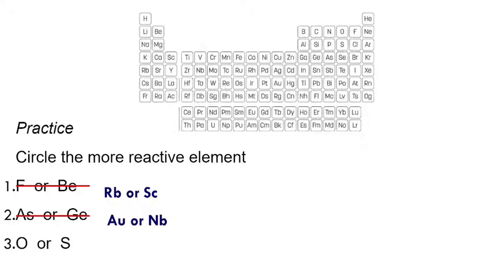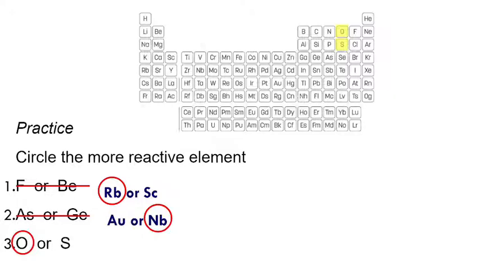So if we are comparing rubidium and scandium, which one is going to be more reactive? Well, since they're metals, whichever one is closer to francium is more reactive. So that would be rubidium. Gold and rubidium are also metals, so closer to francium means more reactive, and that is going to be rubidium. And then oxygen and sulfur are nonmetals, which means we're comparing them to fluorine, and oxygen is closer to fluorine, so it's the more reactive of these nonmetals.